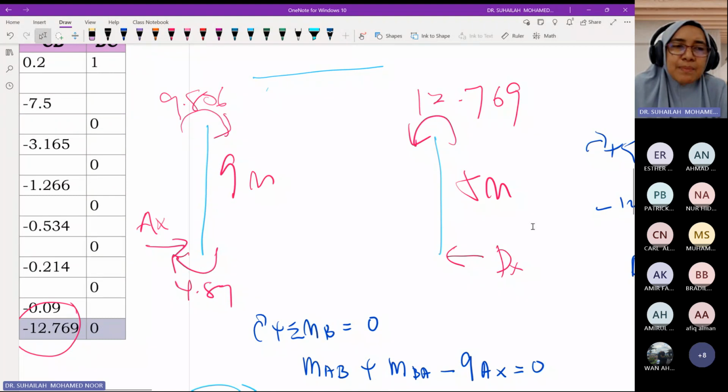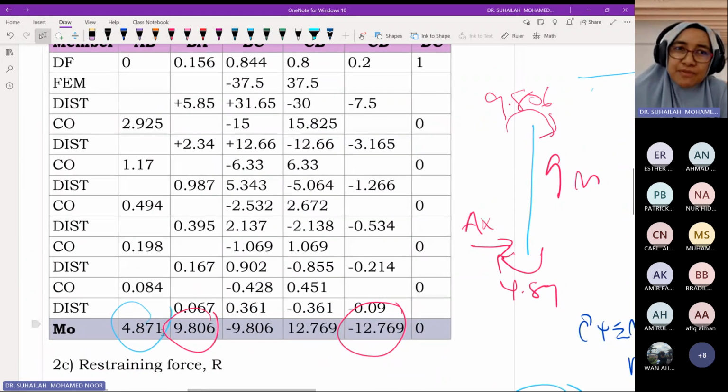So yang mana nak pakai? AB dengan CD only. So dekat AB kita ada moment and moment, MAB, MBA. Okay, from table. Okay, so di sini dia positif. So kat sini pun positif. So sini AX. Ini 9 meter. Okay, so by analyzing this column, apa kita nak buat untuk dapat AX? Between tiga yang tadi: total moment, total FX, total FY. Nak pakai yang mana satu untuk dapat AX?